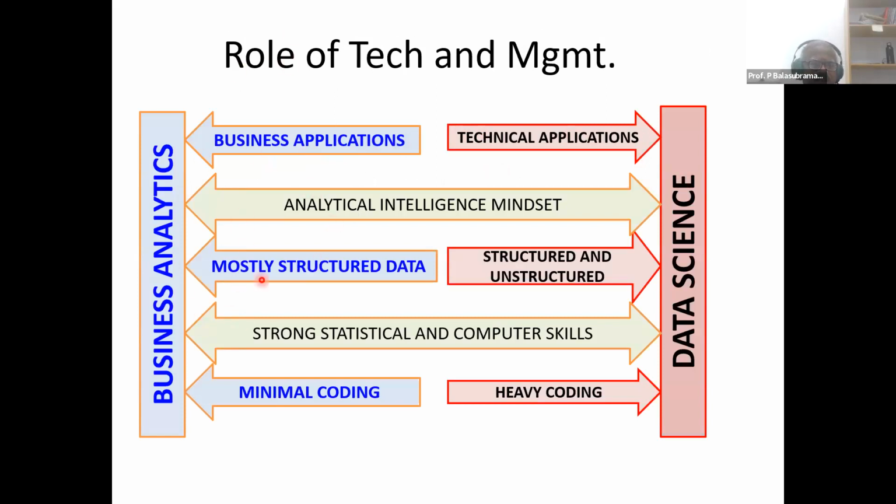One is business analytics, where business graduates will learn, and on the right side you can see data sets. In business analytics, for example, they know business applications, they know analytical intelligence. Mostly they will work only on structured data, because they will do only basic analysis, and they have strong statistical and computer skills. Minimal coding is involved. Two things are common: an analytical intelligence mindset, and strong statistical and computer skills. But at the same time, these business graduates won't work on heavy coding. That is the difference between the tech people and the management people.